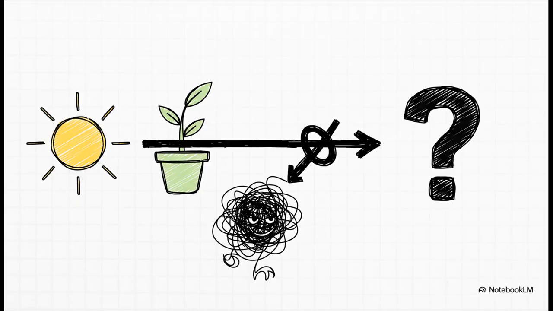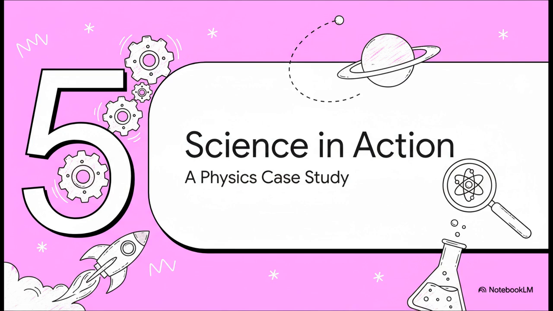And the whole reason for controlling those other variables is to avoid these little troublemakers called confounding variables. These are the sneaky outside factors that can creep into your experiment, totally confuse your results, and make it impossible to know if the thing you changed was actually responsible for the outcome. All right, so that's a lot of theory. How about we see how all these concepts actually come together in the real world? Let's take a look at a practical example from physics.